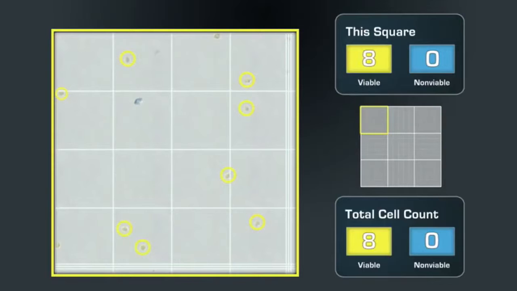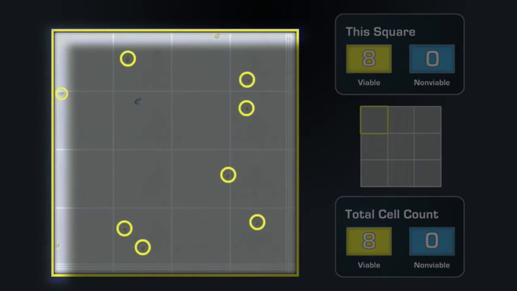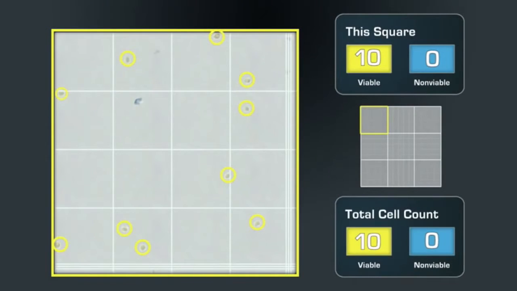So what about the cells that are touching the outside boundaries of the square? In our lab, we count the cells that touch the top and left boundaries, and we ignore the cells that touch the right and bottom boundaries. 9, 10. We need to count the number of both living and dead cells. Remember, the dead cells will appear blue.